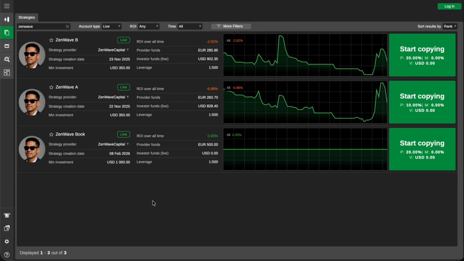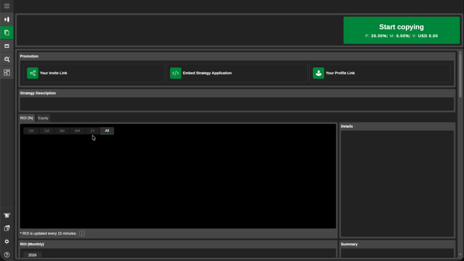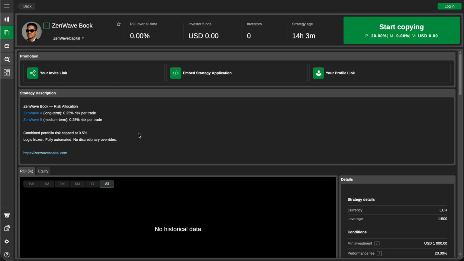Now that the platform is in place, I can finally do something that I couldn't do cleanly before, and that's ZenWave book. It's a new cTrader copy account where multiple engines trade together at the portfolio level. Rather than each engine risking 1% per trade, risk is scaled down to 0.25% per engine, allowing them to run side by side with shallower drawdowns. Later on, engine C will be added here as well.